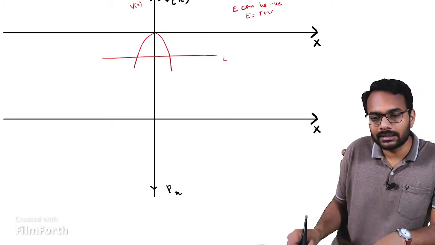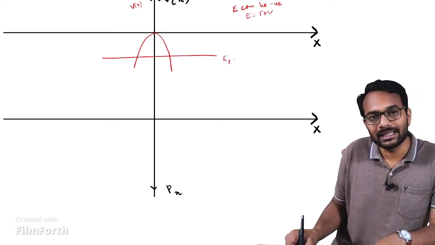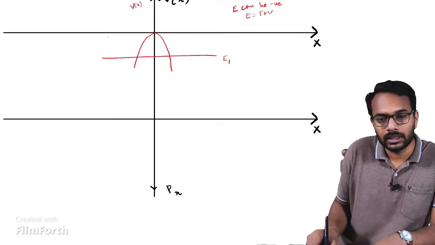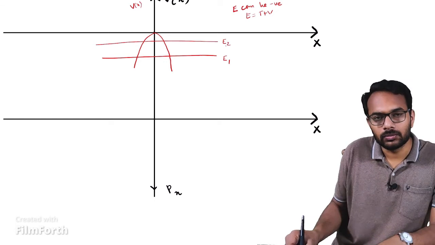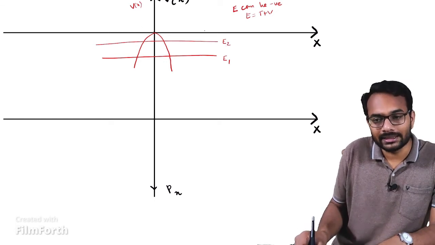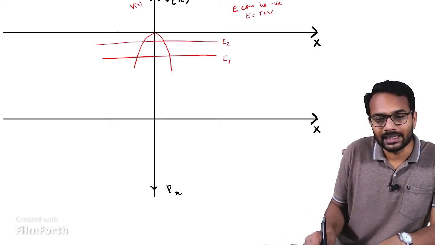Okay, let's say this is E1. This is the case where E is less than 0. Let's also have one more, E2. We'll also have one energy line here. Assume that there is one energy line along here that corresponds to E equal to 0.